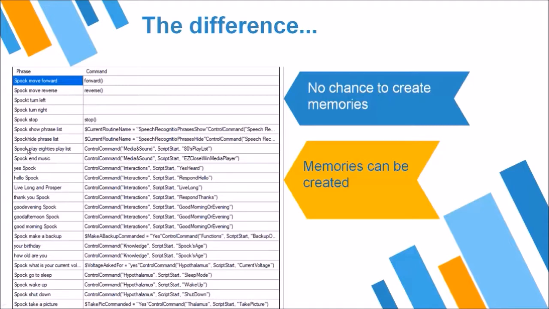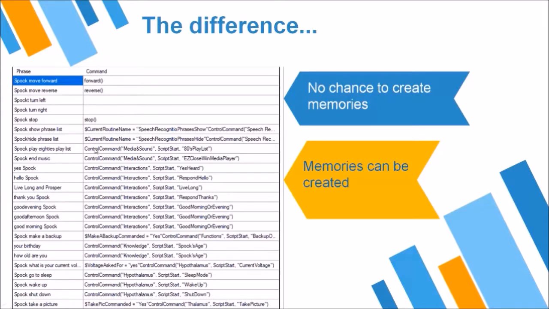Spock play 80s playlist, that directs it to run the script, not just take the action and complete it here, because what I could do is put the entire script to just start my 80s playlist with the Windows Media Player. I could just put that directly in here. So I could say Spock play 80s playlist, and then bam, my media player would open. But I'm not doing that.